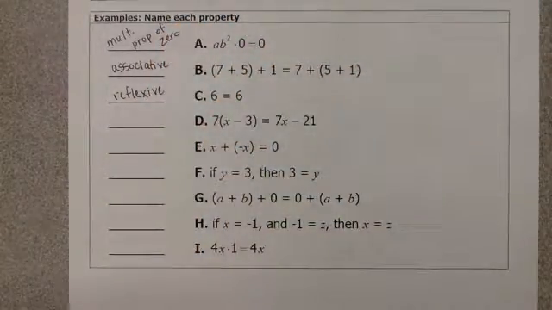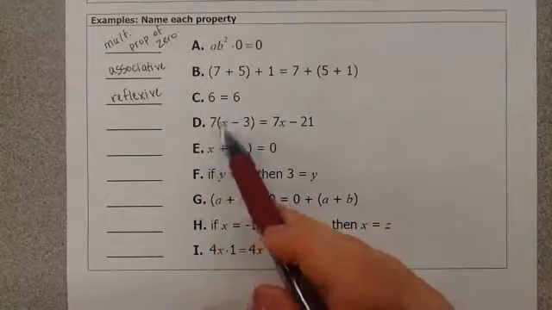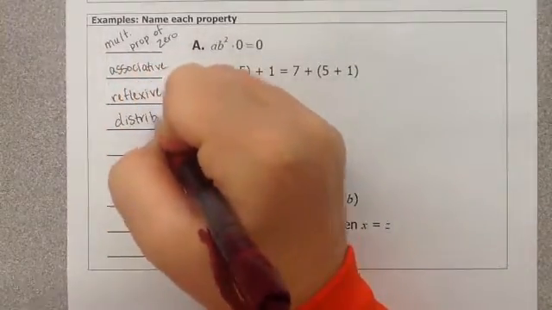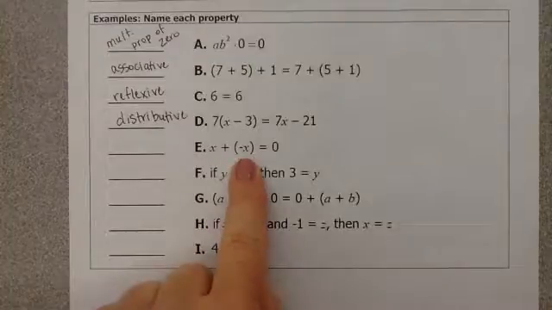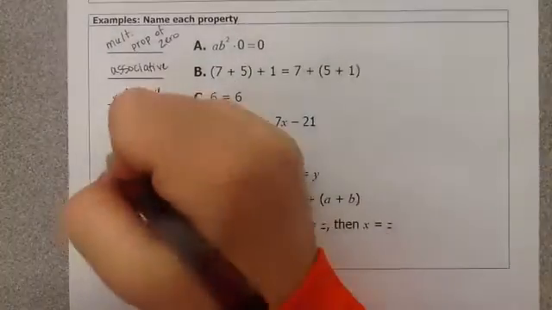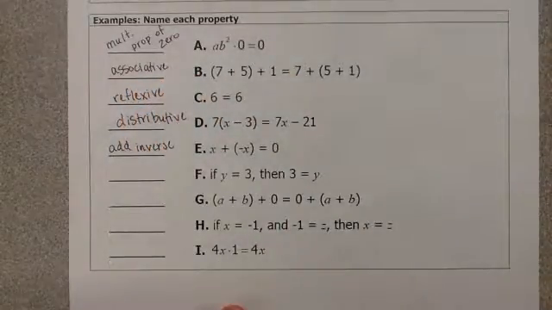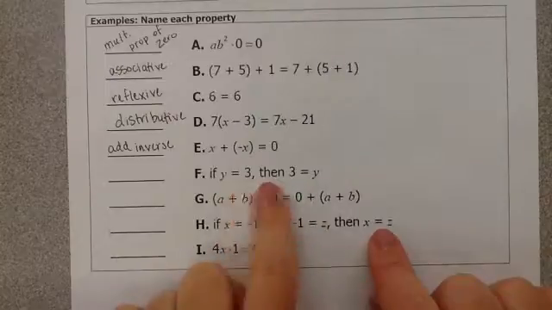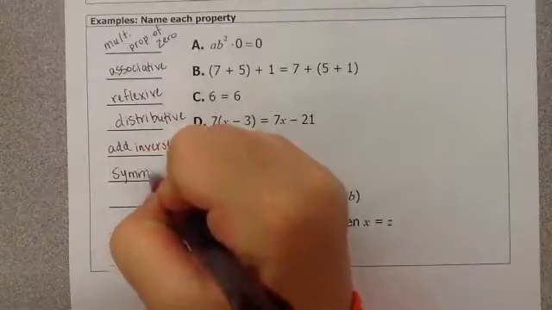I would like you to try D through I on your own. Let's see how you did. What happened in D? What was happening from left to right? They distributed that 7. So this would be distributive property. What did you get for E? A number plus its opposite. Additive inverse. F. They are switching around the equal sign. Y equals 3, 3 equals Y. What property was that? Symmetric.